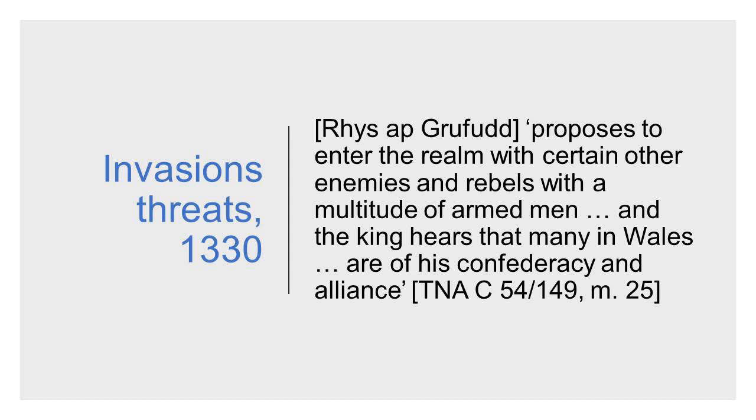Rhys had been prominent supporting Edward II at the end of his reign and had been involved in plots to free the king from Berkeley Castle. Rhys, it was said, and you can see here, proposes to enter the realm with certain other enemies and rebels with a multitude of armed men, and the king hears that many in Wales are of his confederacy and alliance.